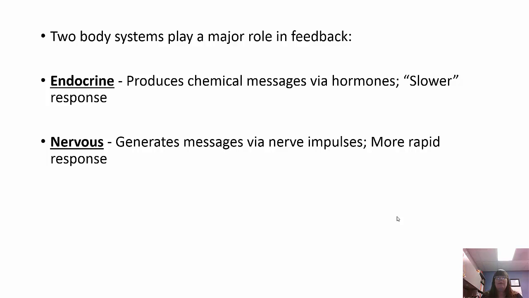The nervous system, the messages are nerve impulses, so action potentials. It's a more rapid response, but it lasts for a shorter period of time. So the nervous system, nervous impulses, action potentials, rapid response, but short-lived. The endocrine system, hormones, which are the chemical messengers, slower response, but can be longer lasting.